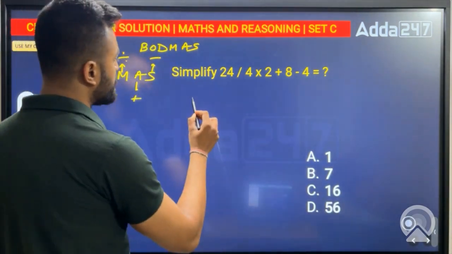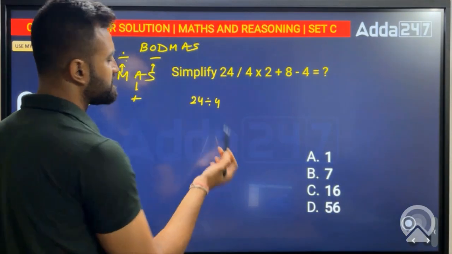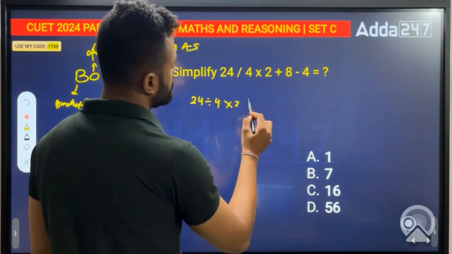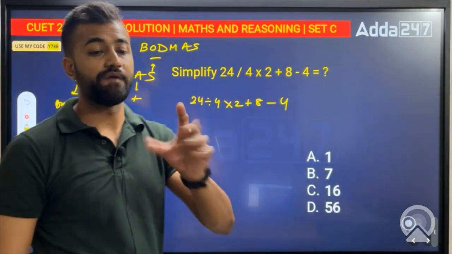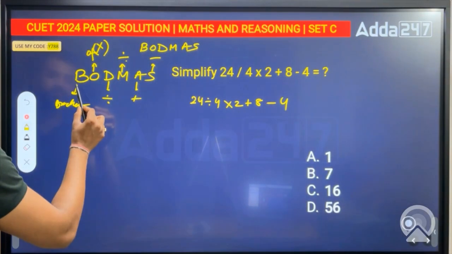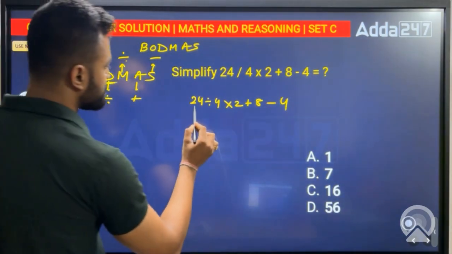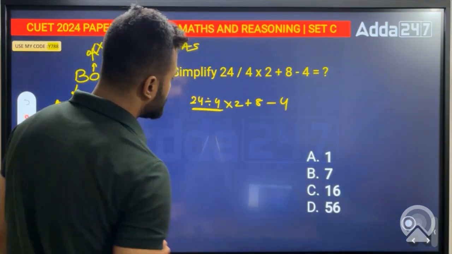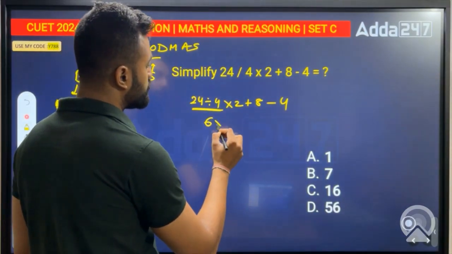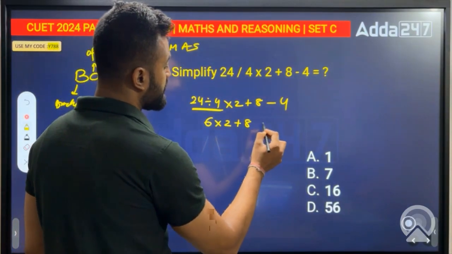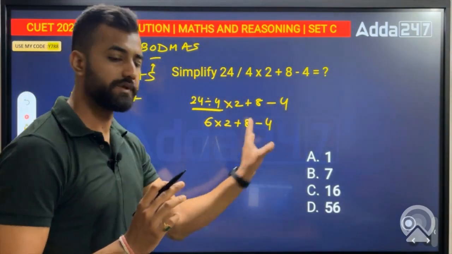Now see, we have 24 divided by 4, into 2 plus 8 minus of 4. Let's see what we have to do first. As the rule says, bracket, not there. Of, not there. Next, division, yes, division is there. So solve this part first. 24 divided by 4 would be 6. So you'll get 6 into 2 plus 8 minus of 4. This part is done, whatever is left you bring down.